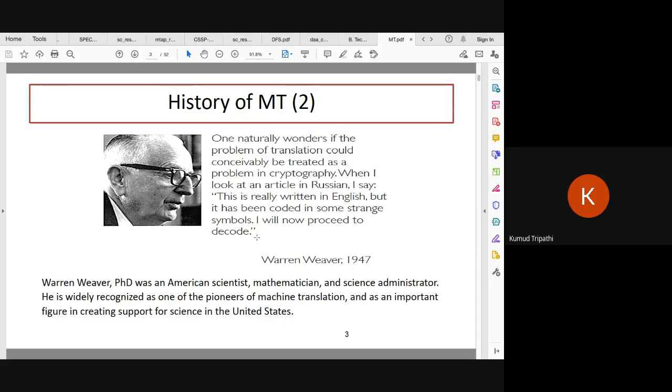Like when we discussed the noisy channel model, we had a channel, and using that channel we were trying to transmit source data into target form. In the same way, he is saying that this Russian text is actually written in English, but while transmitting it through the noisy channel, it got encoded into Russian form. So Russian is like an encoded form of English. That's how you can relate them.